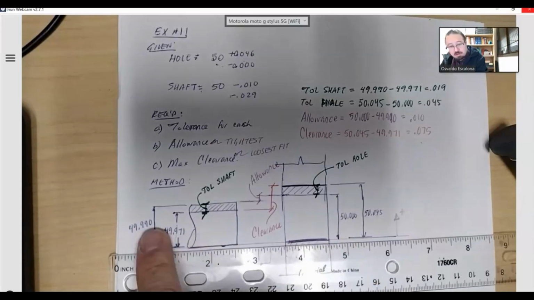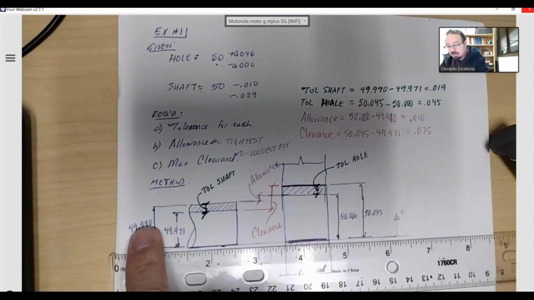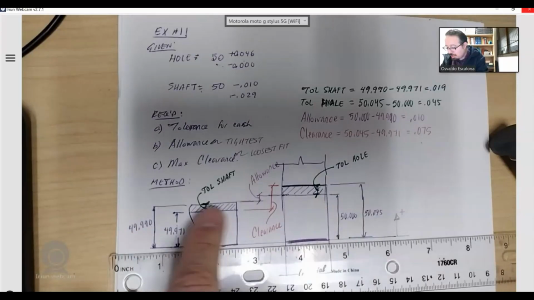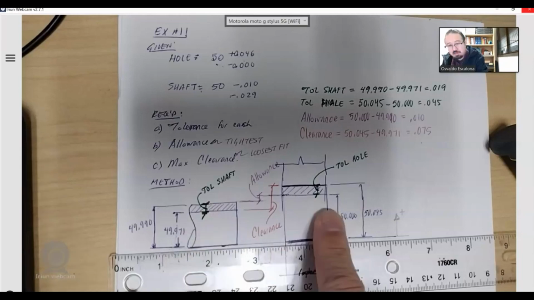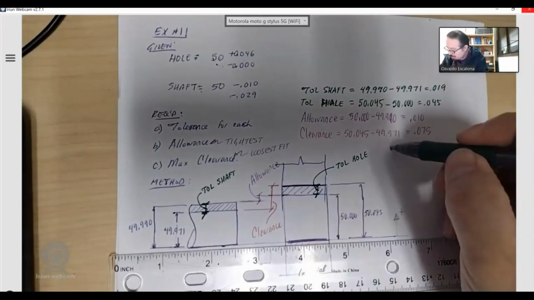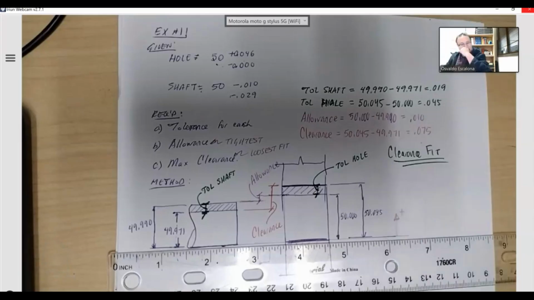The biggest the hole will be 49.90. I mean, the biggest the shaft will be 49.90. The smallest the hole will be 50. So it doesn't matter what it is, this guy will still fit inside of it, right? So I will have a clearance fit. A clearance fit. Hopefully that makes sense.